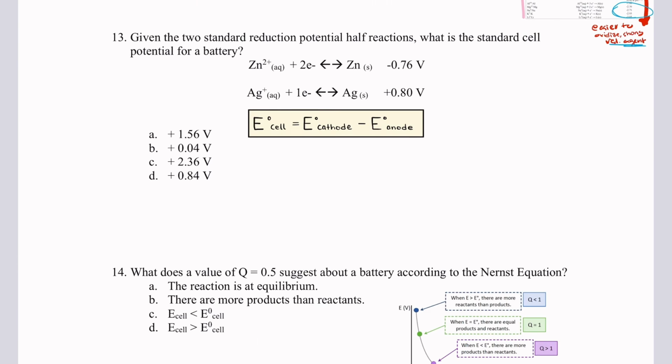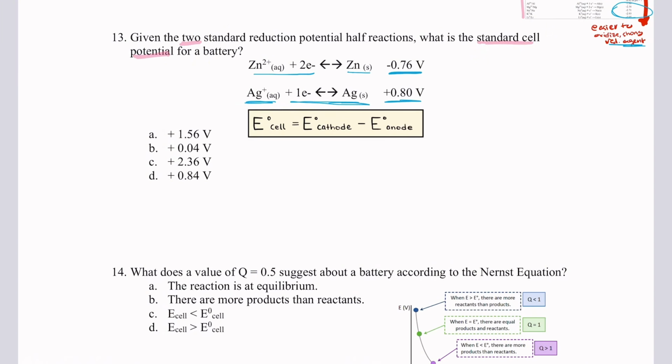Moving on to problem 13. Given the two standard reduction potential half reactions, what is the standard cell potential for a battery? These are the two reactions we're given. Zinc 2 plus gaining 2 electrons to form zinc metal. It has a potential of negative 0.76 volts. And then we have silver plus gaining 1 electron to form silver metal, and it has a potential of plus 0.80 volts. We have to decide which half reaction runs as a reduction and which one has to be reversed to run as an oxidation.